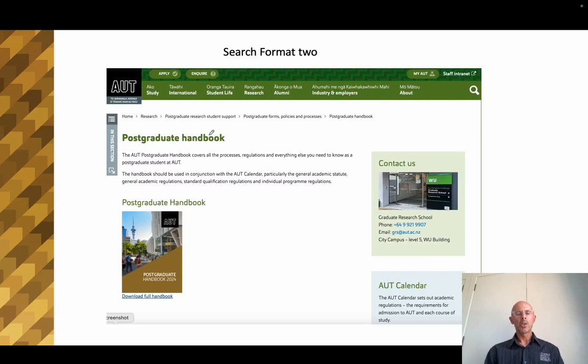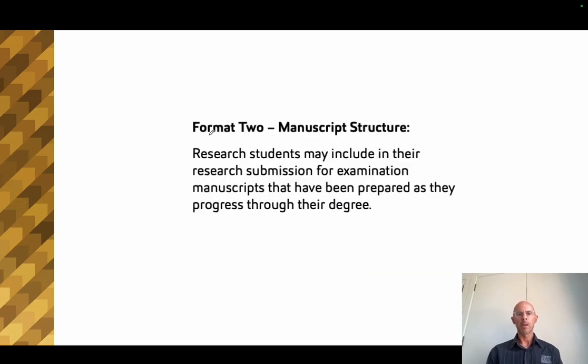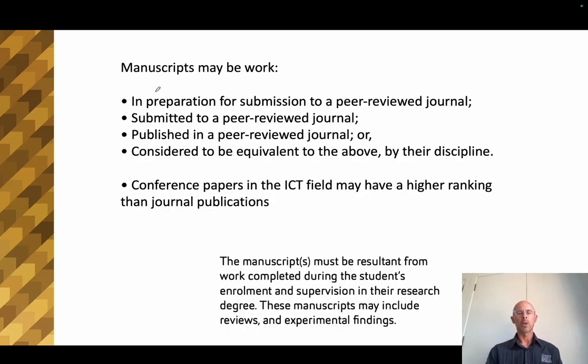Now, a few more regulations. You will get these directly from the postgraduate handbook. I'm not going to give you the page numbers because they can change from time to time, but you can get all of this online. The first one is, what does a manuscript mean, or manuscript structure mean? Well, it means this. Manuscripts according to AUT for format 2 can be in preparation for submission, so they might not have even been submitted yet, actually submitted, obviously actually published, or equivalent in your discipline. For example, in the IT field it might be a conference publication, not a peer-reviewed journal article. It's all slightly different, but for the most part it's a peer-reviewed research article.